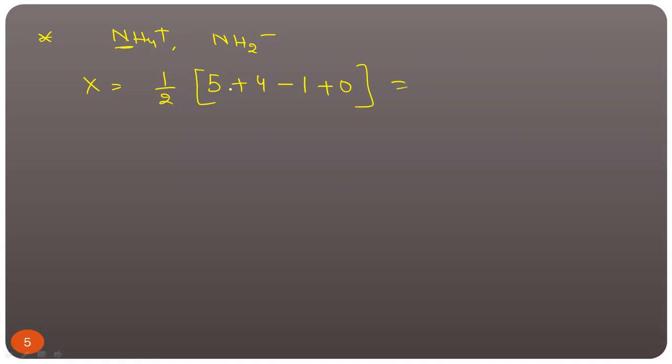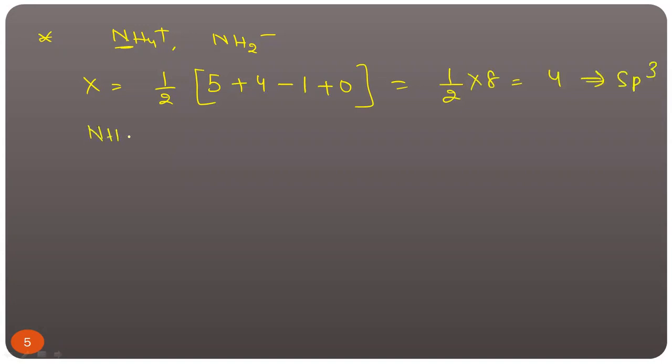Now if I write NH4 plus and NH2 minus, so in this case what will you do? X is equal to 1 by 2. Nitrogen valence electron, we know 5. How many monovalent atom? 4. There is a positive charge, so minus charge on cation. How many positive charge? 1. So minus 1. Any negative charge? No. So plus 0. Always remember this, don't get confused, don't put it here plus 1. What will it become? 5 plus 4 is 9, 9 minus 1 is 8. X is equal to 1 by 2 into 8, that is equal to 4. Again the hybridization is sp3.